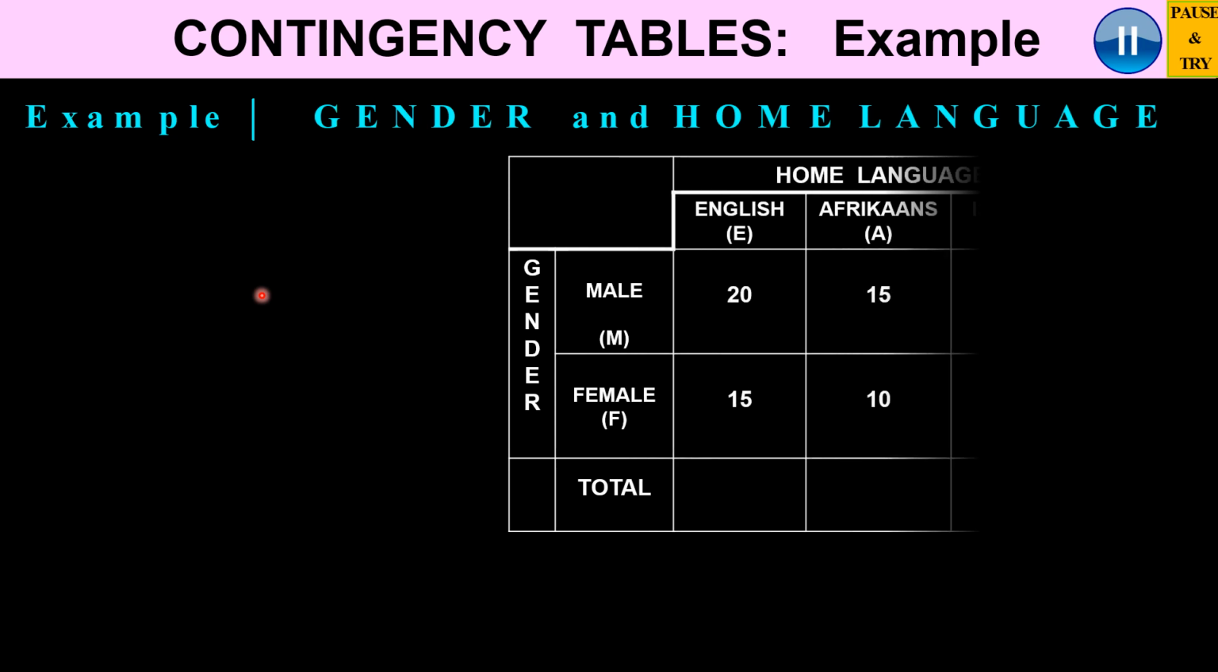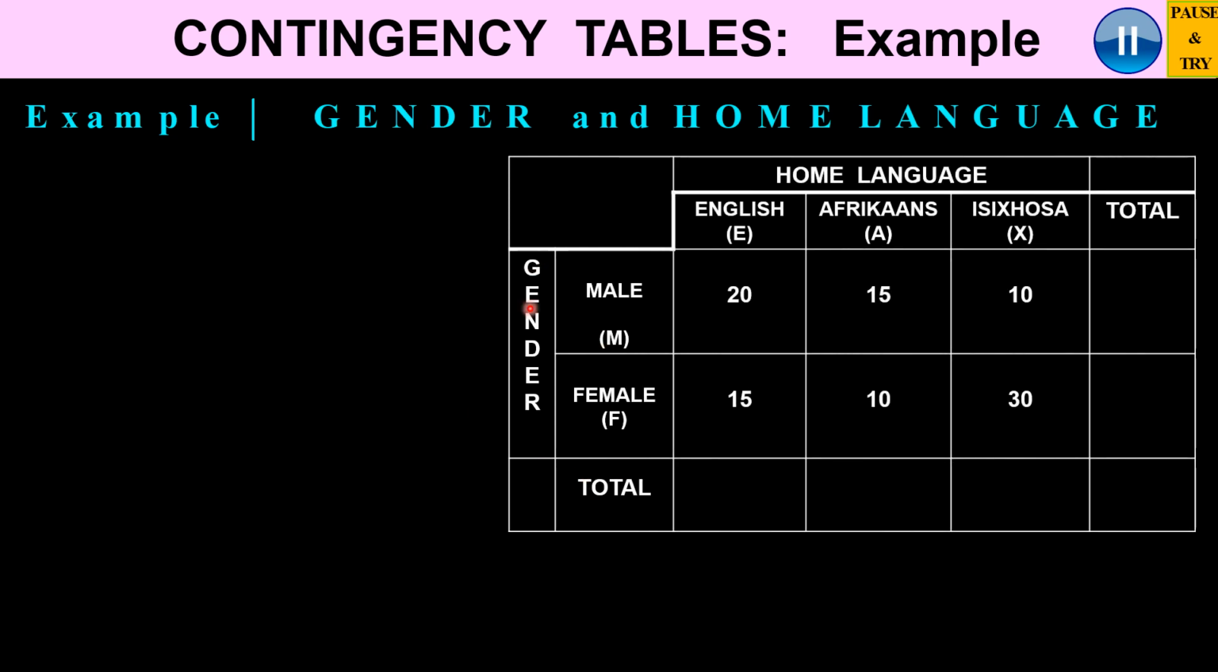So let's consider this example here. We have data regarding gender and home language, right? So there we have our table, and you can see gender is the one variable and home language is the other variable. And then we have 2 categories for gender, male or female. And then for home language, it's either English, Afrikaans, and isiXhosa, right? So we represent male with the M and the F, and there we have got E, A, and X there. Now you see there's the data. So we now just have to complete this table.